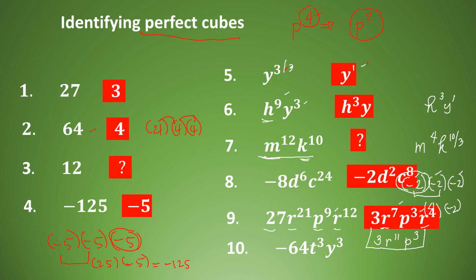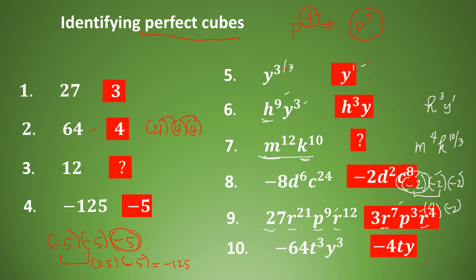So what about number 10? Is negative 64 still a perfect cube, t cube and y cube? So negative 64, what will be that number that if we multiply it by itself 3 times will give us negative 64? And of course, it will be negative 4. And that negative 4 is the cube root of negative 64, while for the t cube, y cube, we have t to the 1 and y to the 1.